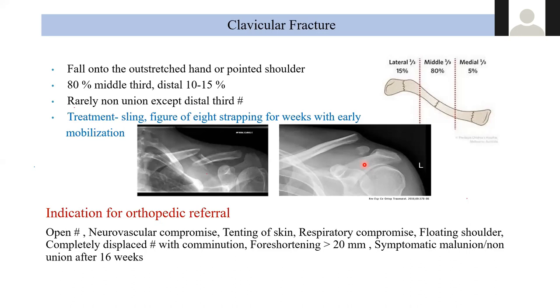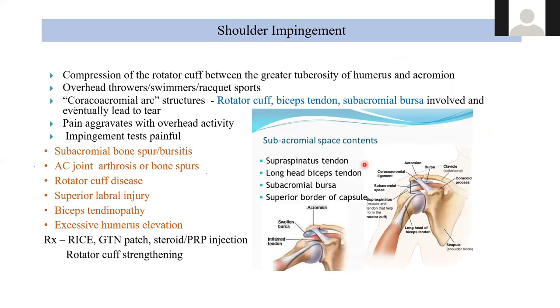Completely displaced fractures with comminution, and foreshortening of the clavicle following a fracture of more than 20 millimeters, are also indications for surgical intervention. The other indication for referral is a symptomatic malunion, usually after 4 months of conservative treatment. If there is a malunion, that also has to be referred for surgical intervention.